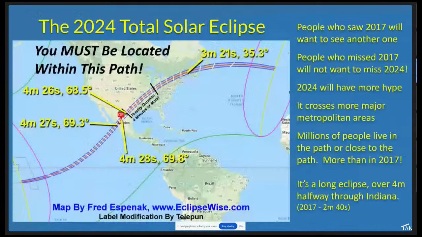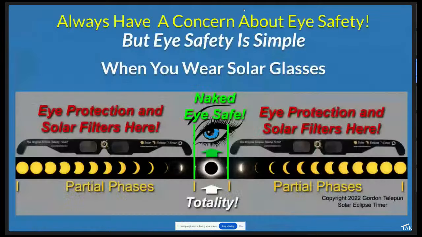Let's just look at the path. I don't want to spend a lot of time on the path. I know you guys know where it is. The main thing is that this path is interesting in that it is over a 4 minute eclipse all the way into Indiana. And people who saw the 2017 eclipse are going to want to see another one. People who missed it heard what they missed, so they're going to want to see 24. And it'll have more hype. It crosses more populated areas. So a lot of people are going to see this eclipse. And a 4 minute eclipse that you don't have to travel to internationally is a big deal.